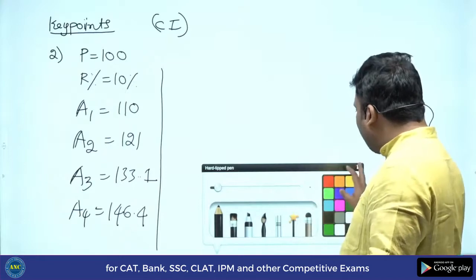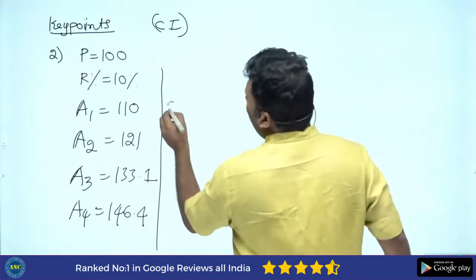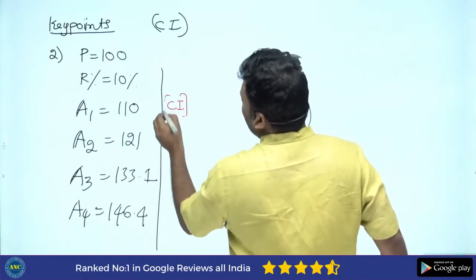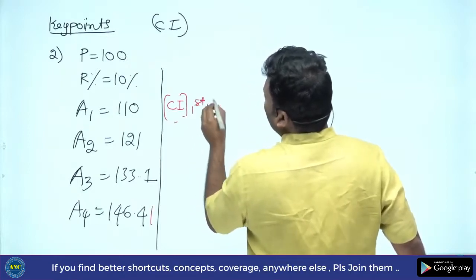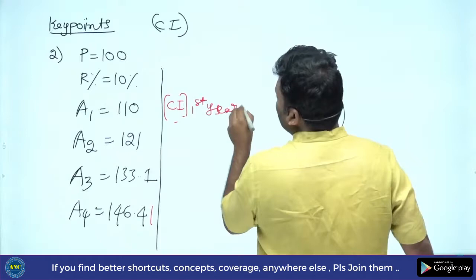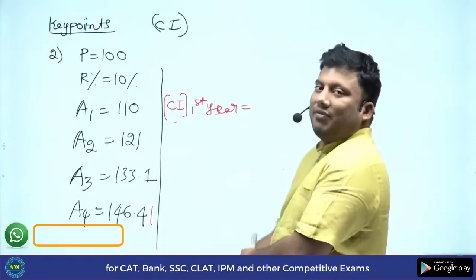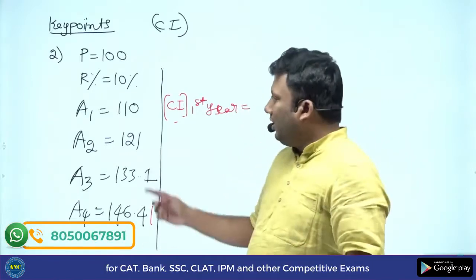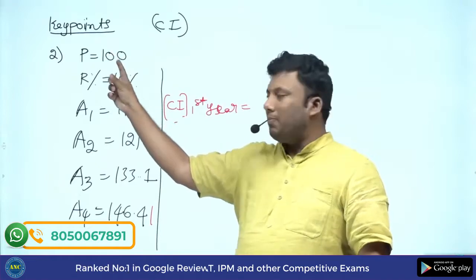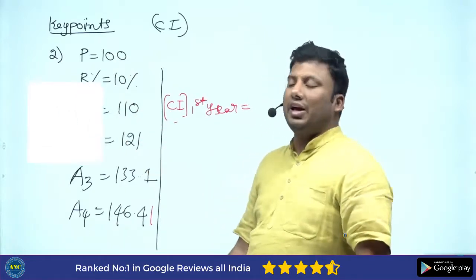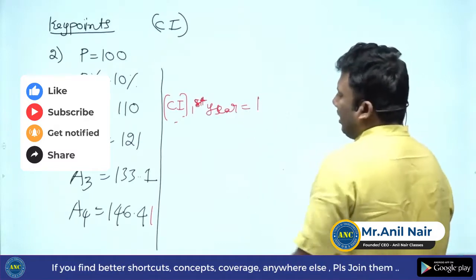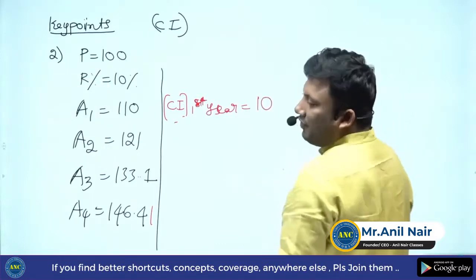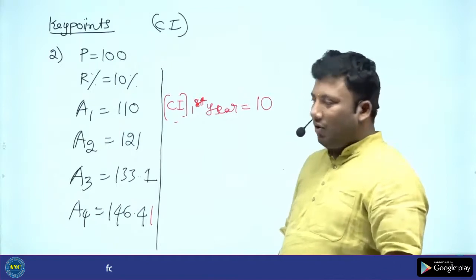Now, let us find out: what is the compound interest for the first year? What do you mean by compound interest? It is the extra sum we give in addition to whatever we took. I took 100 rupees from my friend. After 1 year, I gave 110. That means how much extra did I give? Extra I gave is 10. CI for first year is 10. Are you all with me?